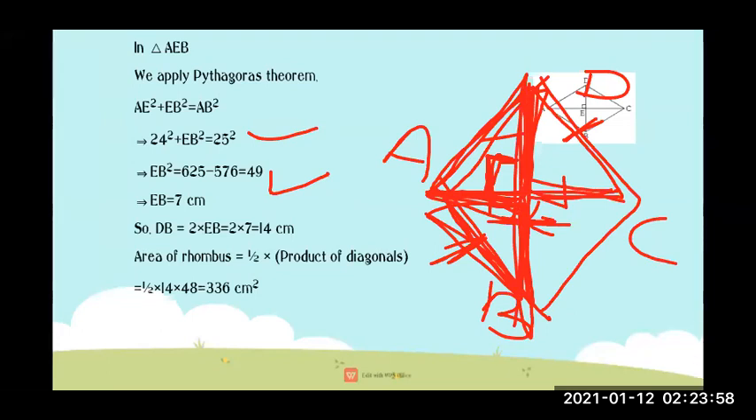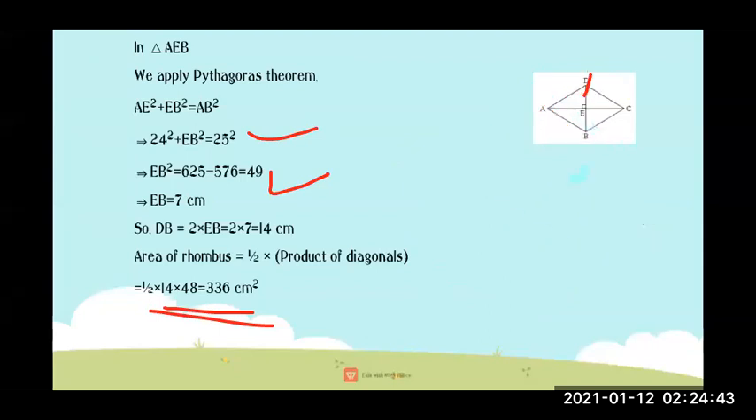Now we have the first diagonal, and they have already given the other. Now we will apply the formula: area of a rhombus equals half into the product of the diagonals. Diagonal 1 is 14 and diagonal 2 is 48. So half should be multiplied by 14 multiplied by 48, and then by cutting, lastly we will get the answer, that is 336.